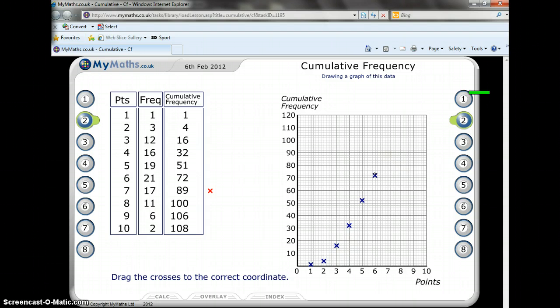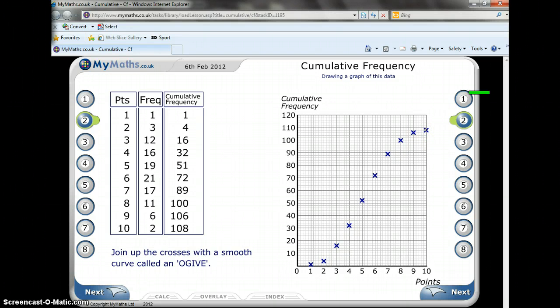Next one, points 7. Cumulative frequency is 89. Next one, the points are 8. The cumulative frequency is 100. Point score is 9. And now we have a cumulative frequency of 106. The final one then, point score of 10. Cumulative frequency of 108.